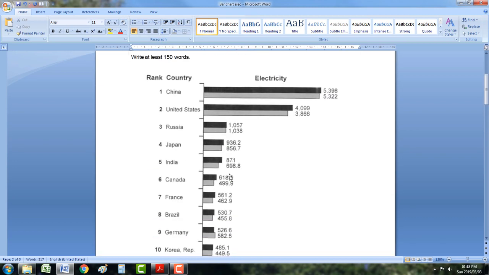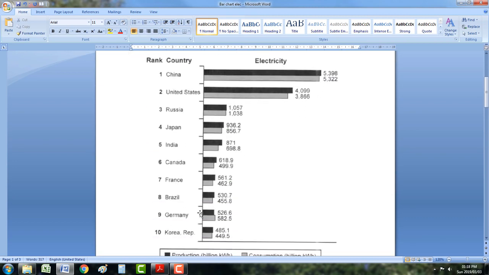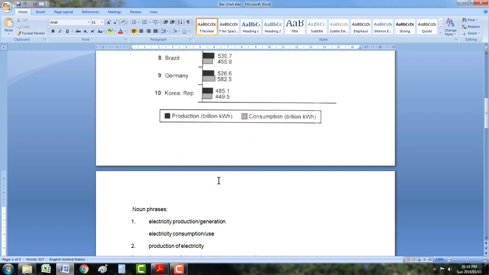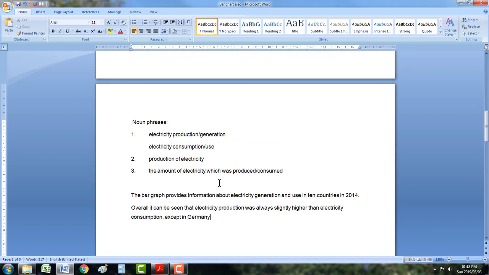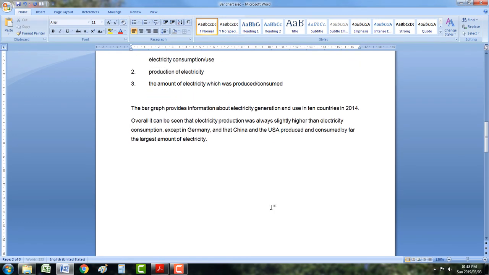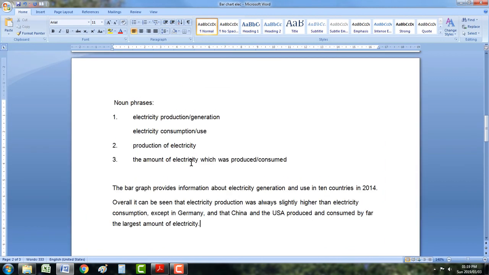Another thing I did notice is that this is much bigger than all of these. So if you notice that, if you have time, add it on quickly. So I would just say that China and the USA produced and consumed by far the largest amount of electricity. Like I say, that one you didn't really have to put in, but if the idea comes to you, and you're not going to make grammar mistakes, then by all means put it in.